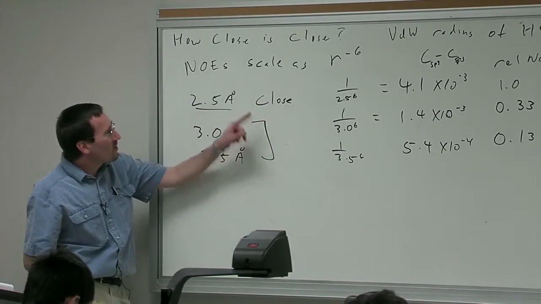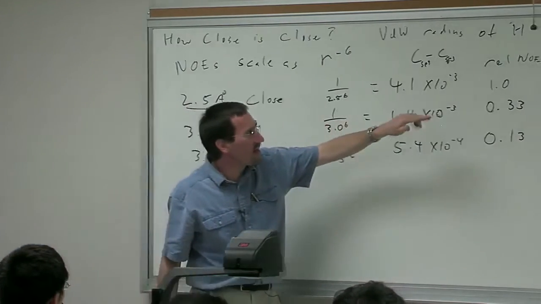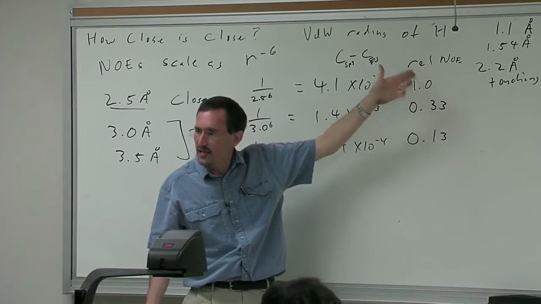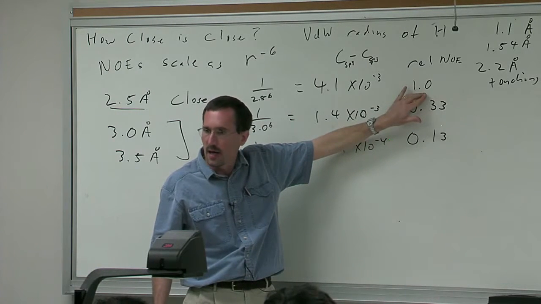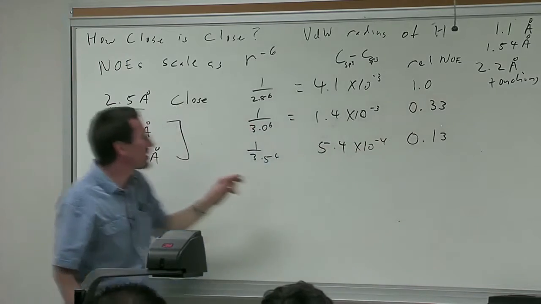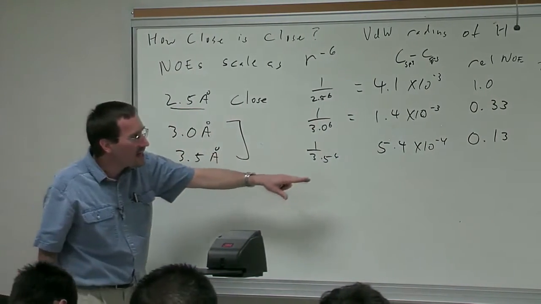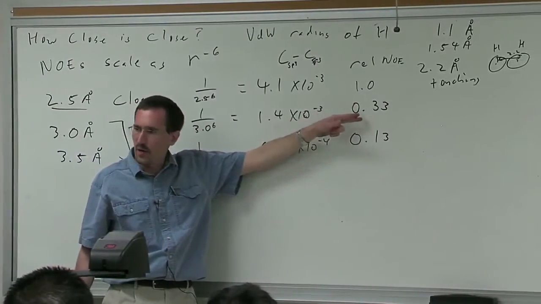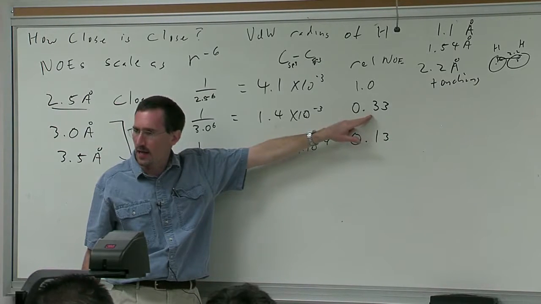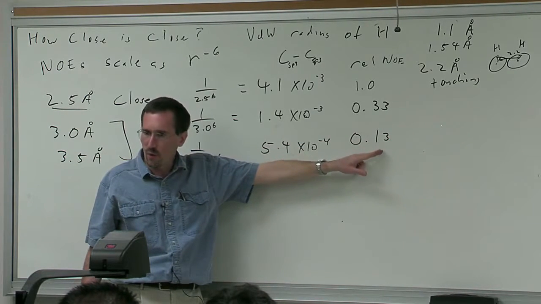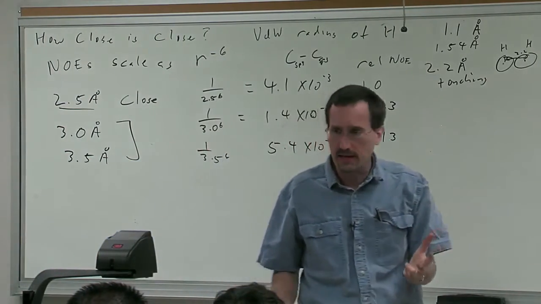That means if you imagine 2.5 angstroms and say that's close, that gives you an NOE of a certain intensity. Let's say that intensity was 10%, like we saw in our cyclopropane. Now imagine that we have a distance of 3 or 3.5 angstroms. Well, I'd expect to still see some NOE, but that NOE would be weaker. It would be like 3.3% or 1.3%.